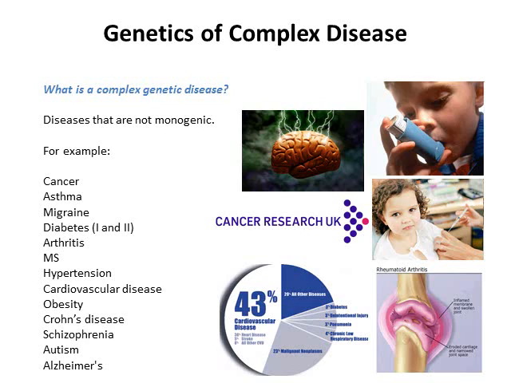So complex diseases are the big diseases, if you like, so the big players in world health, global health, such as cancer, asthma, migraine, insulin-dependent and insulin-independent diabetes, arthritis, multiple sclerosis, hypertension, heart disease, obesity, Crohn's disease, and then also some of the neurological disorders and social disorders, learning disabled disorders, such as autism and schizophrenia, and also neurodegenerative disorders such as Alzheimer's. So these are the big players.